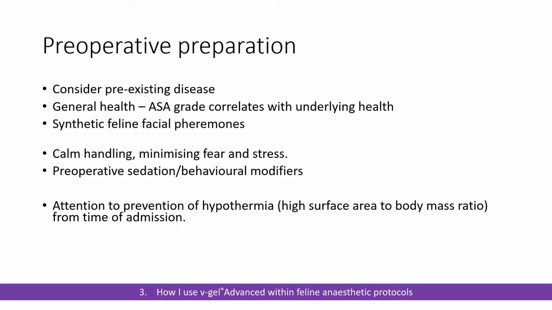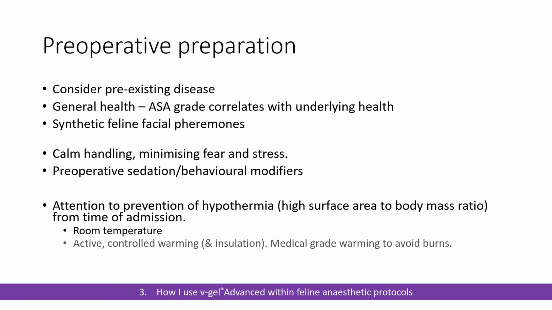You should be thinking about hypothermia. So feline patients have a high surface area to body mass ratio. They lose heat quickly, and particularly they lose heat after they've had pre-medication drugs and they are sedated. Think about your room temperatures, maintaining your room temperatures not too hot, not too cold. Make sure that you're temperature monitoring both your room and then your patient. Think about medical grade warming, that's very, very important.